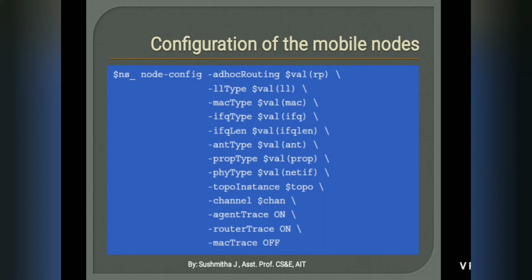So if you wish to trace the agent, you can turn that on. If you wish to trace the router, you could turn that on. If you want to look only at the connecting agent, you can trace only that. So based on the options that you select, the parameters in the trace file would also change.